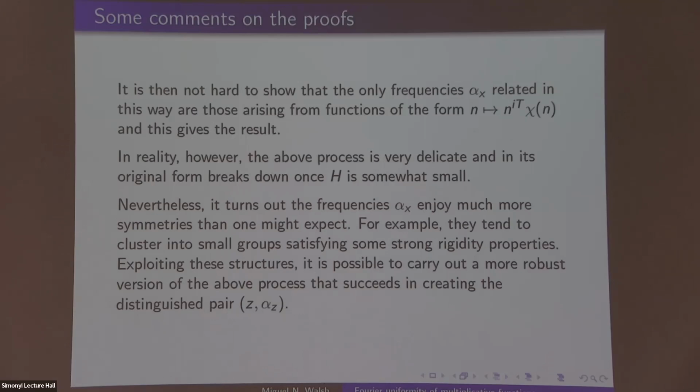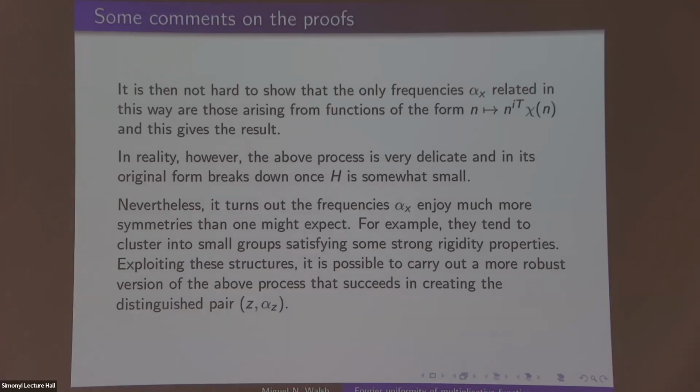For example, one thing is that they tend to cluster into small groups that satisfy some strong rigidity properties. So for example, there's a genuine way of arranging them into little clusters. And if you have, for example, two elements of one cluster related with elements of the other cluster, that automatically forces all the elements of one cluster to relate with all of the others. So there are all these symmetries and rigidities that you can exploit. And once you take advantage of all those things, there's a way to actually carry out a more robust version of the previous process that succeeds in creating this distinguished pair C alpha C. So it's the same strategy, but a way to actually be able to carry it out.